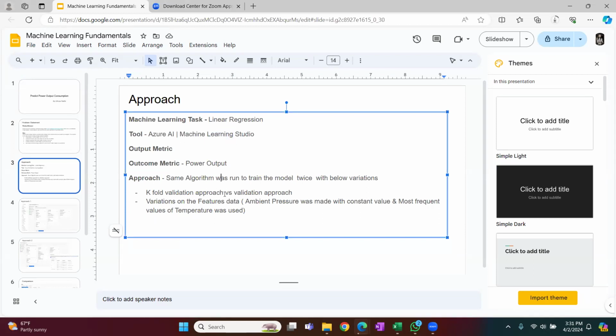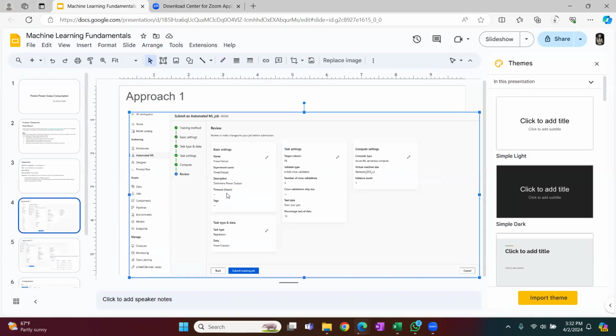The approach I used is to run the same algorithm to train the model twice with the following variations. In the first approach, I used the 10 times k-fold variation approach, whereas the second time it was a standard validation approach. In the first run I used all the values of the features data. In the second run, I used the same value of ambient pressure and the most frequently used values of temperature. I wanted to see what the impact of pressure and temperature is on the power output.